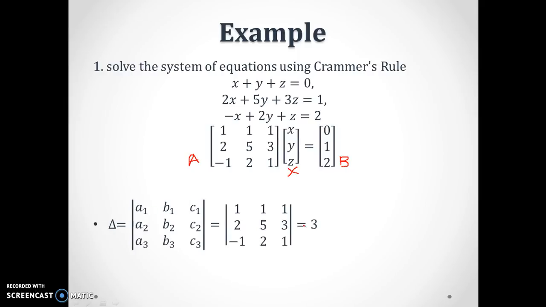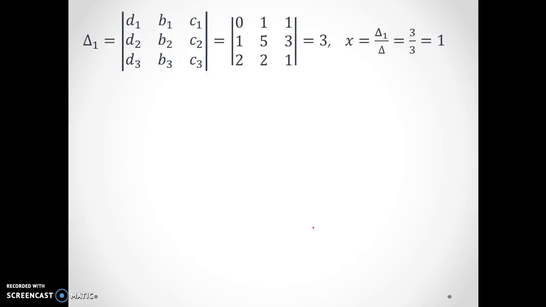I have already calculated it here. The answer is 3, so we have obtained delta. Now let us go to the next slide and calculate delta 1. I have already written this value, and the calculation is already done, and we already know what x is. You can pause the video, go back to the previous slide and check the definition of x. Now you know that x is delta 1 by delta, and since delta 1 we calculated as 3, 3 upon delta, which is also 3, gives 1.